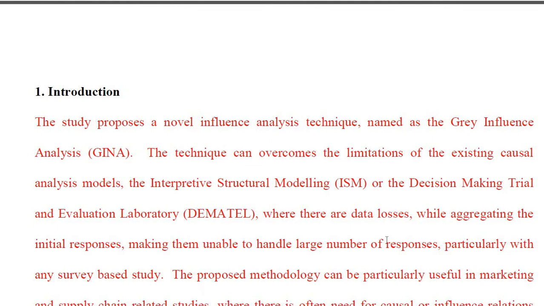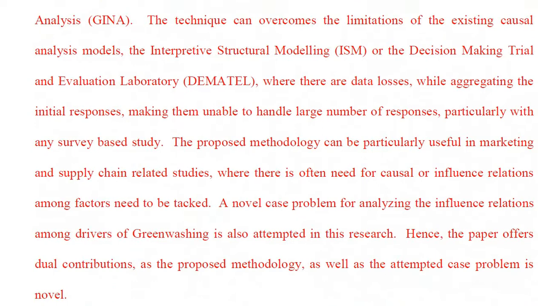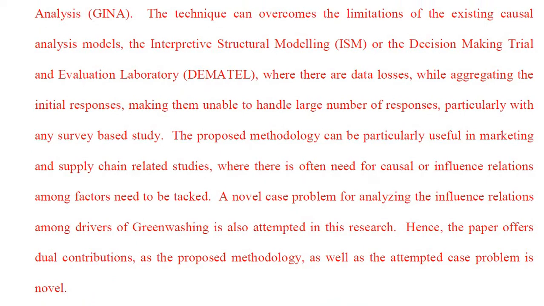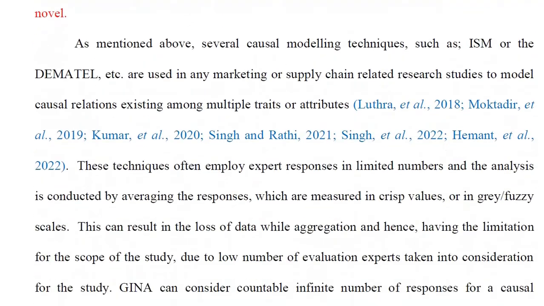This technique overcomes the limitations of existing techniques such as ISM and DEMATEL, because those have data losses by aggregating the initial responses. The responses we will take are on scales of 1 to 5 or 1 to 7, the Likert scales. We will collect the responses based on the influence of one factor over the other. This is the basic input we need for analyzing a causal problem. So I will be discussing this technique.